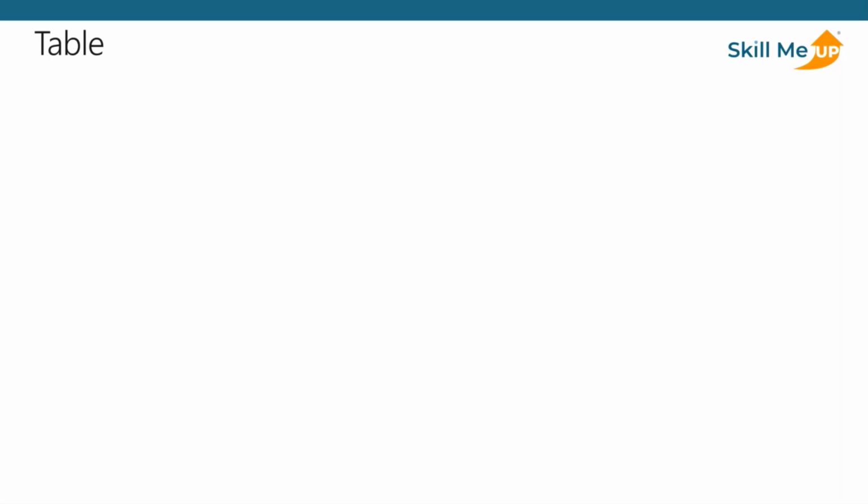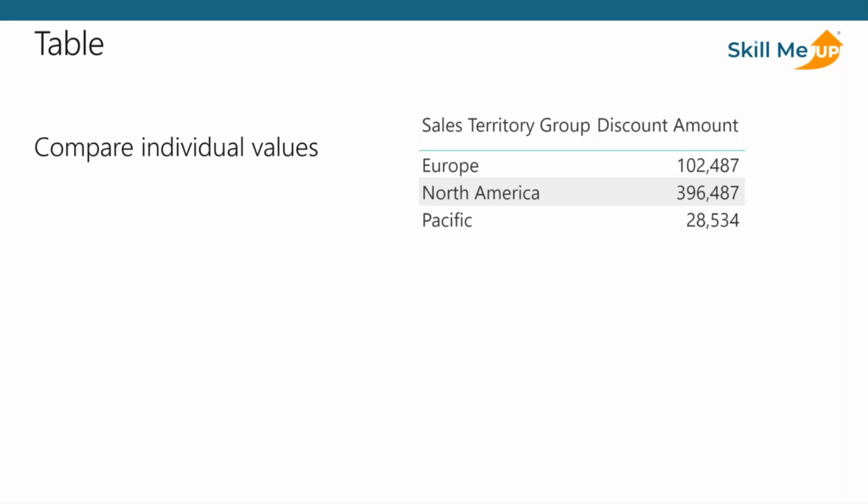So a table. What's the thing with the table? A table is really, really good at comparing individual values because you can see the precise values. We have now Europe and North America and Pacific, and we see the exact numbers like 100,000, almost 400,000, 28,000. The precise values are there.